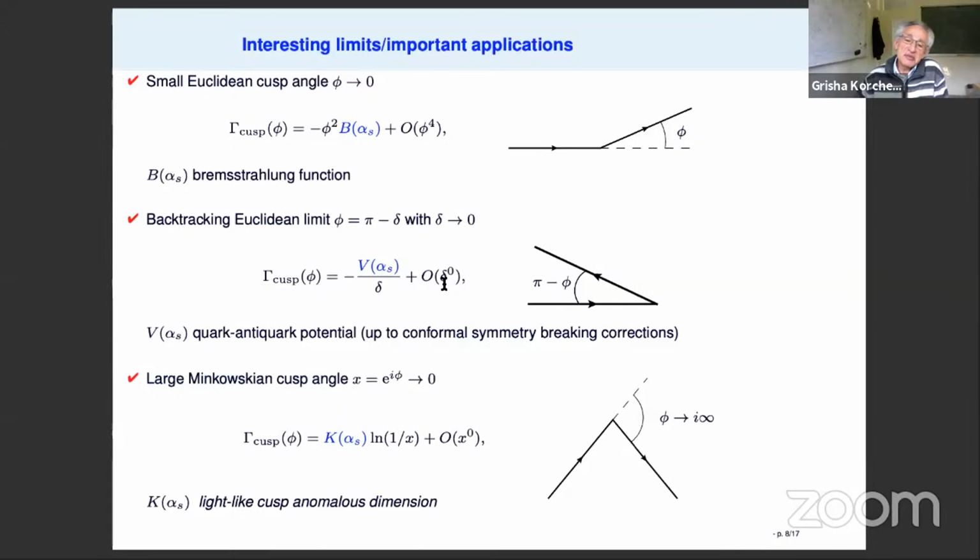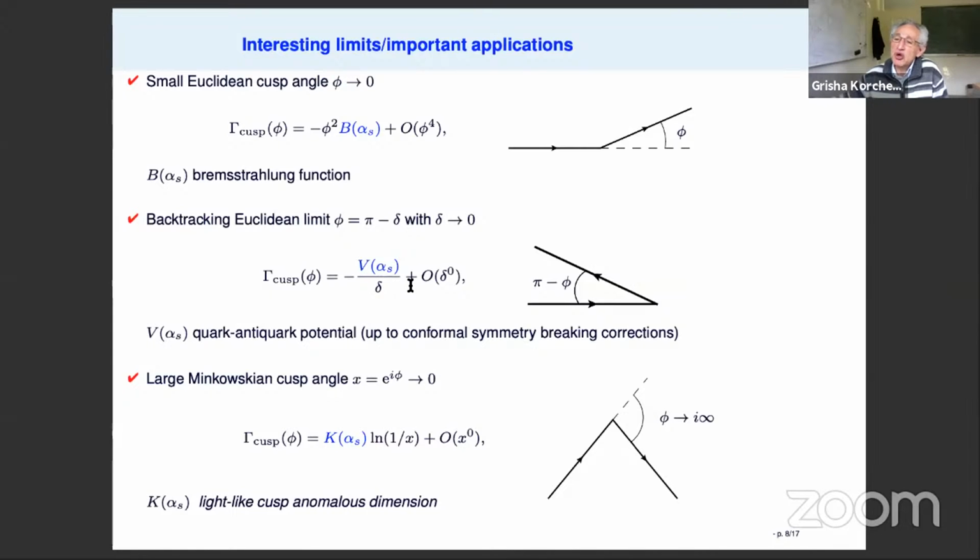The second interesting limit is the one when you have a backtracking Wilson loop. Namely, you have these two segments of the Wilson loop, and you have an angle between them which almost goes to 0, or in terms of our angle phi goes to pi. Then if you look at the expression which you've seen on my previous slides, you will see that already at one loop, the cusp anomalous dimension develops a pole.